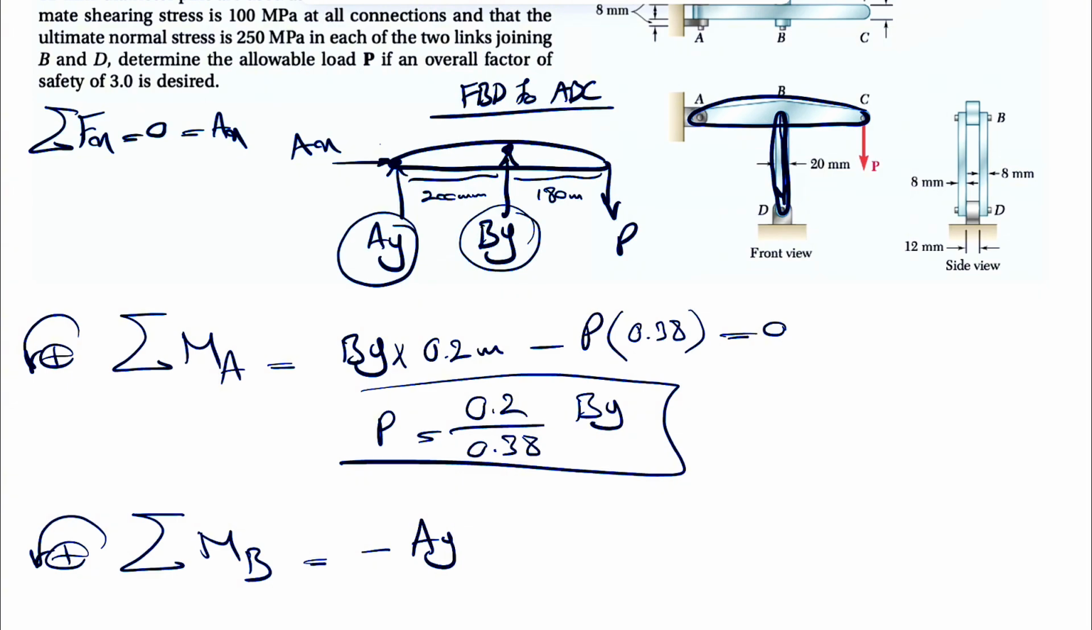Since we consider clockwise moment, we have a negative sign in here, AY times the distance from A to B, which is 200. So 0.2, again, in order to get it in meters, we're going to divide it by 1,000. And also the moment of P is clockwise as well about B, so this will be also negative. That shows that our assumption for AY was not correct, and AY is actually downward because we get a negative sign for AY. So that's going to be P times 180 divided by 1,000, or 0.18, equals 0.